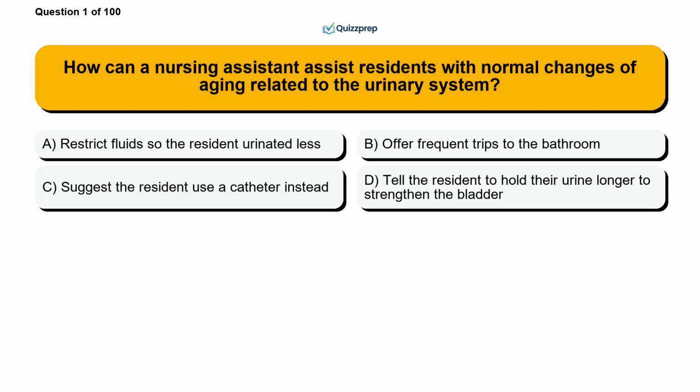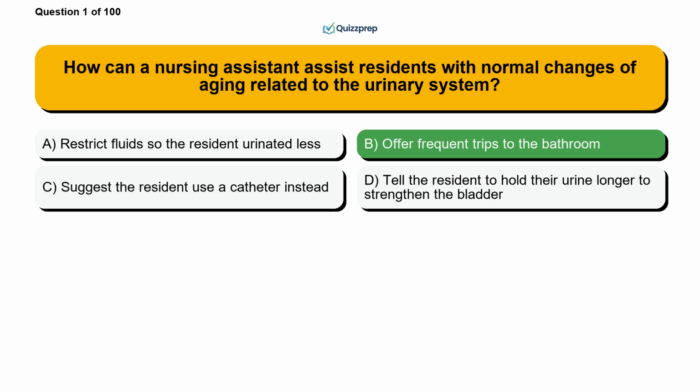Question 1. How can a nursing assistant assist residents with normal changes of aging related to the urinary system? Option A. Restrict fluids so the resident urinated less. Option B. Offer frequent trips to the bathroom. Option C. Suggest the resident use a catheter instead. Option D. Tell the resident to hold their urine longer to strengthen the bladder.